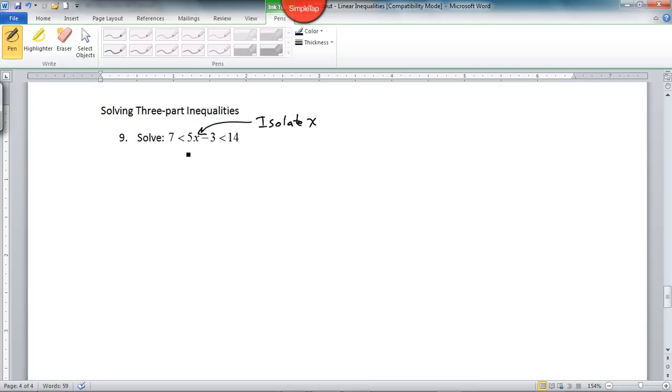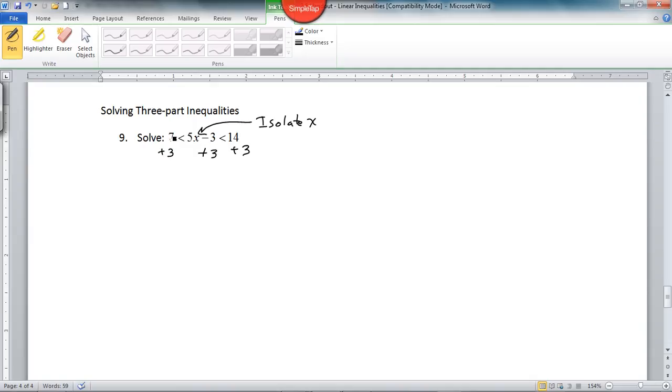Get the x in the middle by itself. All right, well, to do that, I'm obviously going to have to add the 3 off. The thing about it is that they do have 3 parts, so to maintain the balance, so to speak, I've got to add the 3 to all 3 parts. So when we have two sides, we've got to do the same thing to both sides. Well, 3 parts, you've got to do the same thing to all 3 parts.